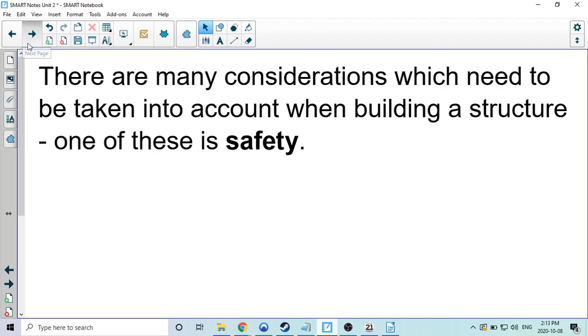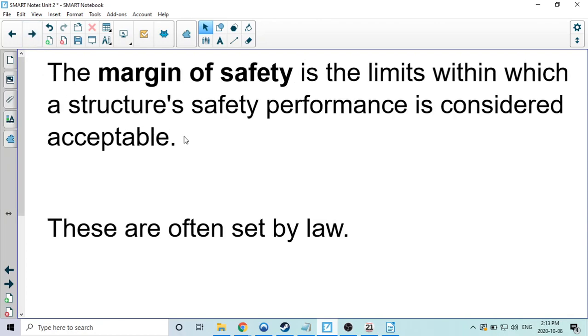Okay? So, first I want to talk about something called the margin of safety. Margin of safety is the limit within which a structure's safety performance is considered acceptable. So we can't make something perfectly safe. It is impossible. But we can set a standard. What this means is, for example, a desk needs to be able to hold, say, 250 pounds of weight. No, probably more than that. Let's say 350 pounds of weight. Because odds are nobody's going to put 350 pounds on a school desk. Probably not.